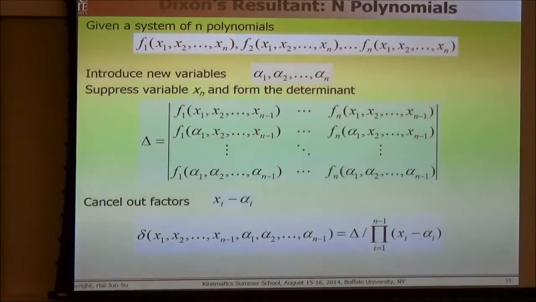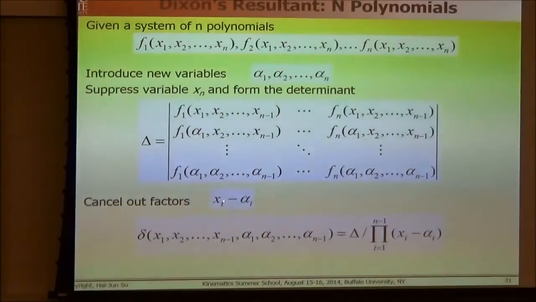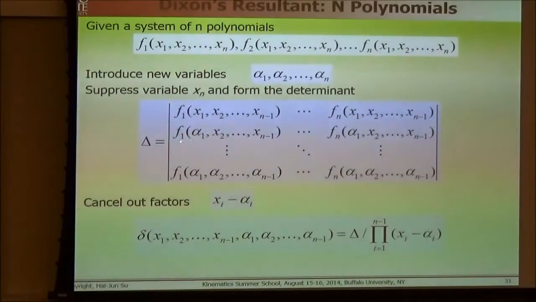And you can see why, because if I substitute x by alpha, the first row and the second row will be the same. If a matrix has two identical rows, it's singular, and the determinant is equal to 0. That says this determinant is guaranteed to have this factor. So let's factor out, by dividing those factors, and I get a polynomial in the variables xi and alpha i.